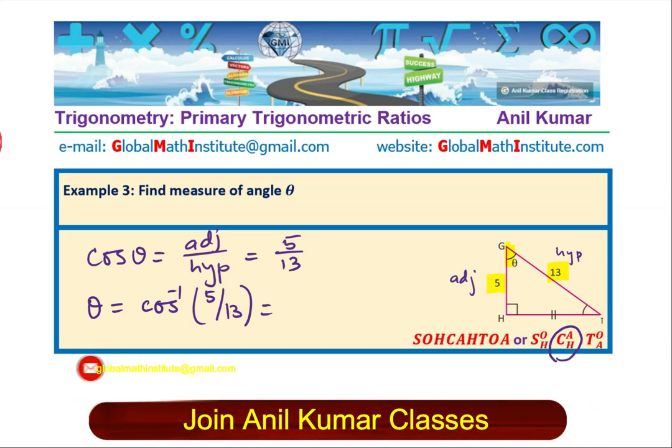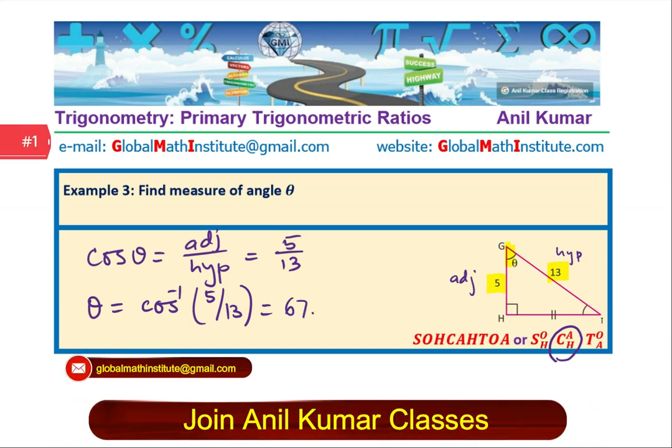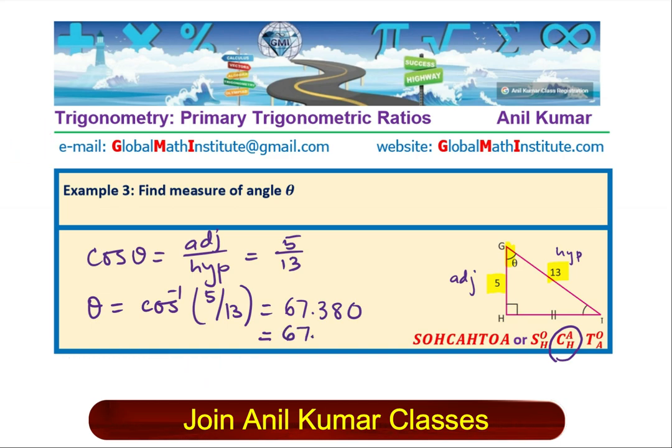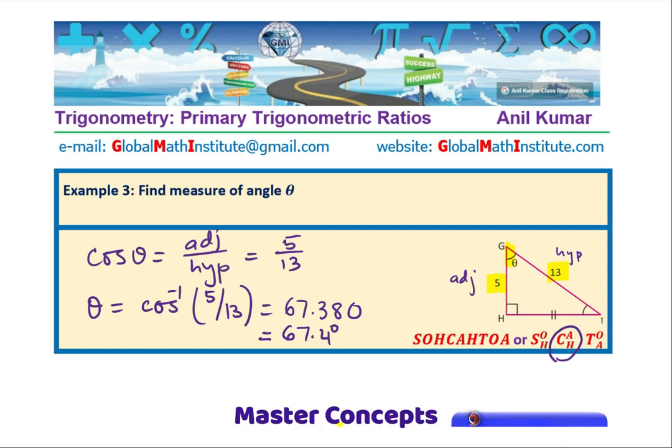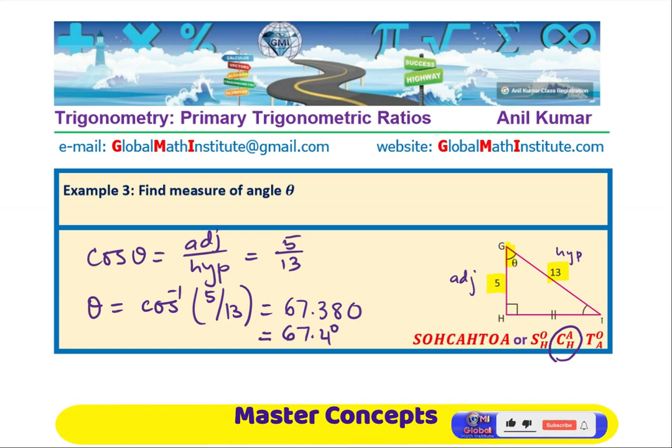Well, I get 67.3801, right? I'm going to round this to one decimal place and write it as 67.4 degrees. Is that clear? The answer is in degrees. Perfect. So that is how we found this angle theta. Get the idea? Simple, right? I hope you got the same answer.